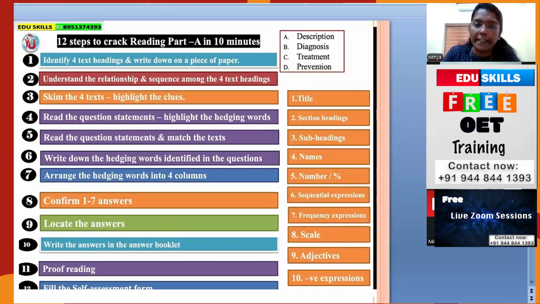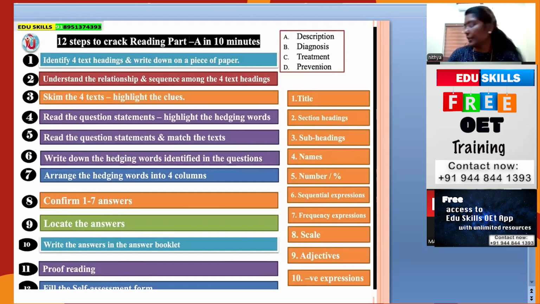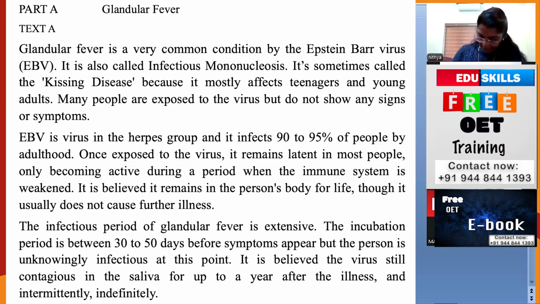Skim the four texts, highlight the clues. What are the things you have to underline? Title, section heading, subheading, names, number, percentage, sequential expression, frequency expression, scale, adjective, negative expression. Try to underline and make the heading. Already headings are there. Then find out the sequence. Okay, let us start with skimming. Are you ready? Yes, ma'am. Yes, Nitya. Okay. Then, okay, start.